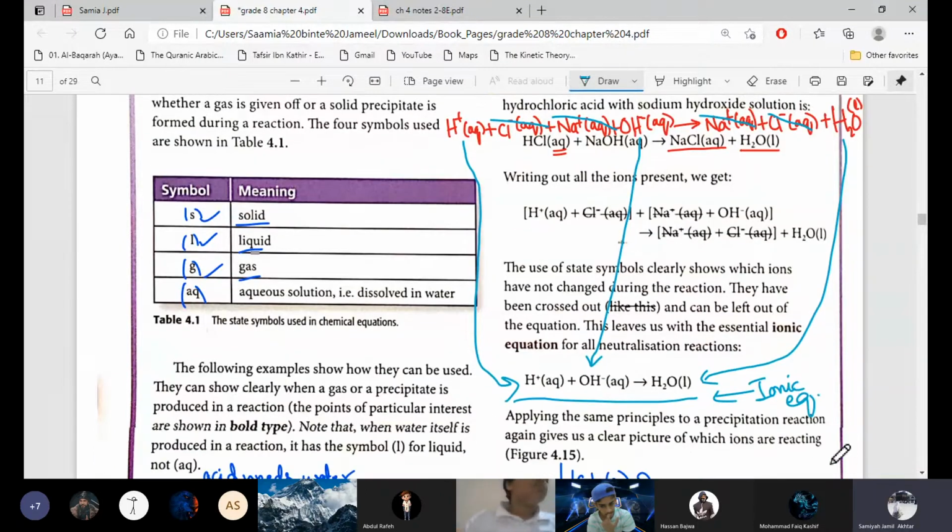That's how you write the ionic equation. First, you will split all of the ionic compounds into their ions. Then you will cancel the spectator ions, meaning the ones whose state is the same on both sides. You will cancel them out, and then the different ones you will write down. You can see in the ionic equation that H positive is aqueous and OH negative is also aqueous, but after the reaction it's forming liquid. So the state is changing, and this is what we want in an ionic equation: the ions whose state changes during a reaction. So this is the ionic equation.